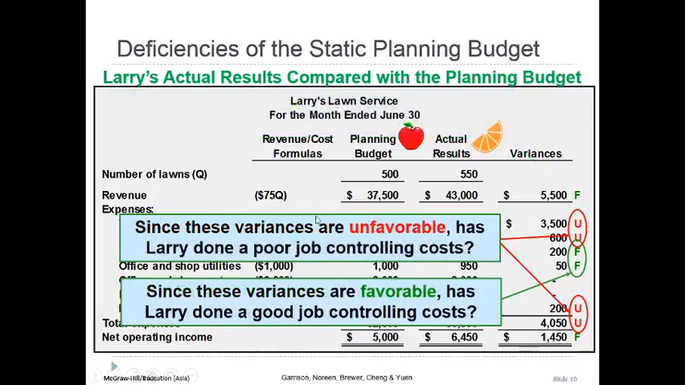So since these variances are unfavorable, has Larry done a poor job controlling the cost? Or since these variances are favorable, has Larry done a good job controlling these costs? So it's quite hard for us to answer these two questions because we are comparing apples to oranges. Okay, we are comparing something that is not the same. This is for 500 lawns and this is for 550 lawns. Okay, so we cannot compare these two budgets.